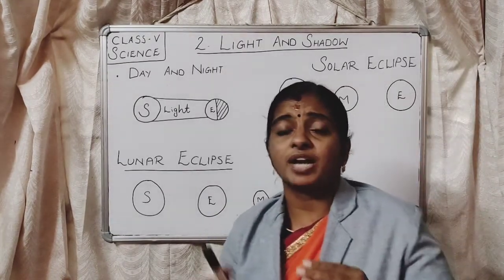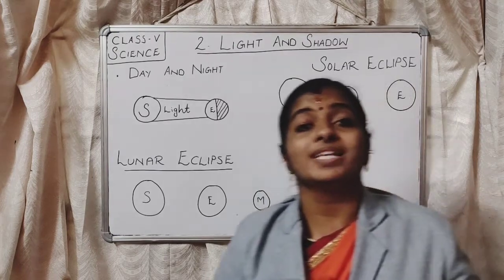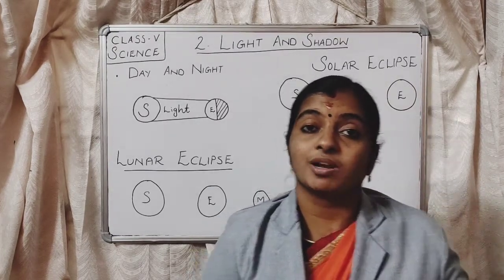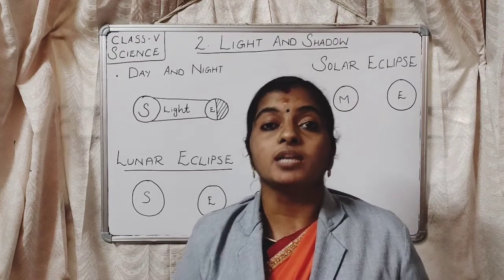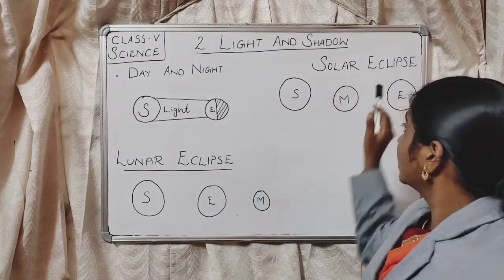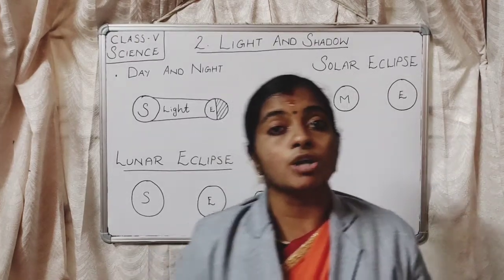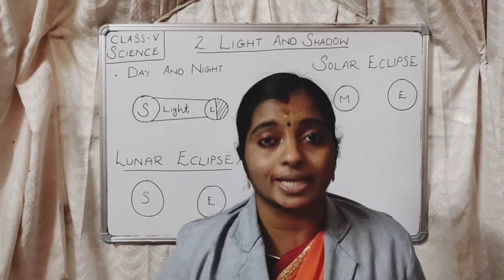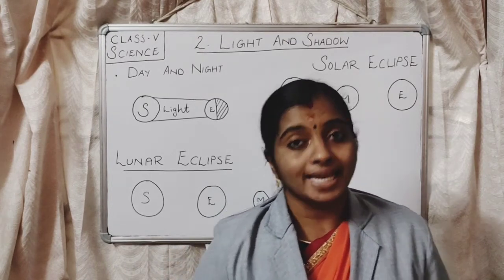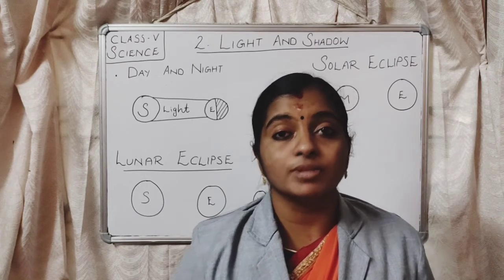Lunar eclipse means a part of the moon or the moon as a whole will not be visible to the people on the earth. That is called a lunar eclipse. And solar eclipse means the sun as a whole or a part of the sun will not be visible to us. That is called a solar eclipse.